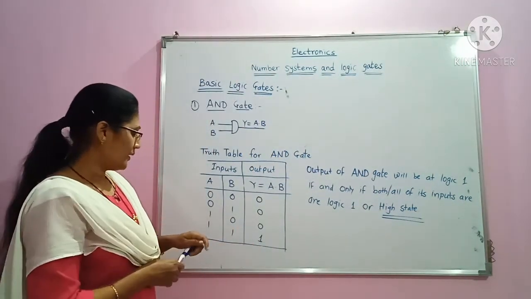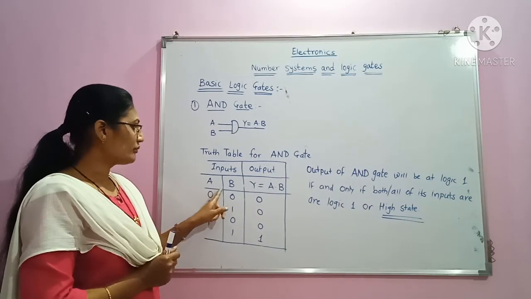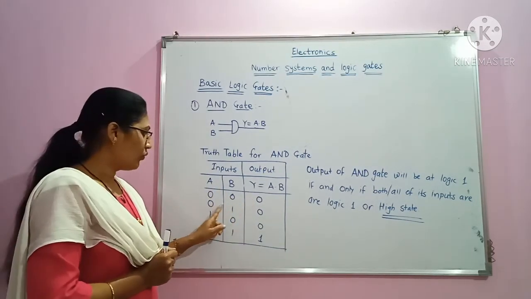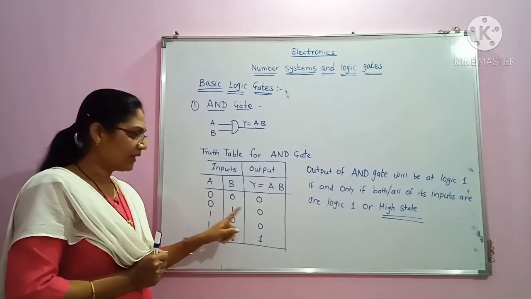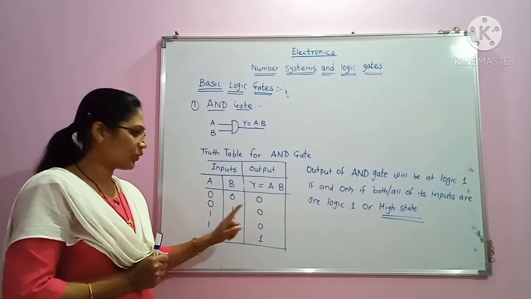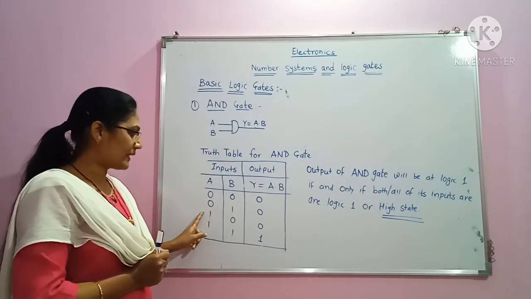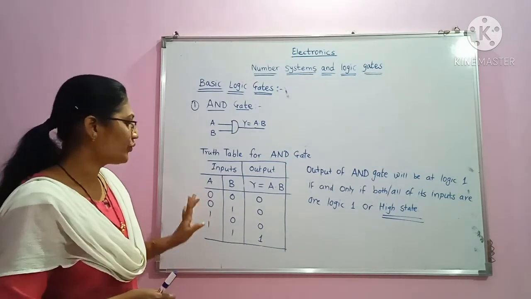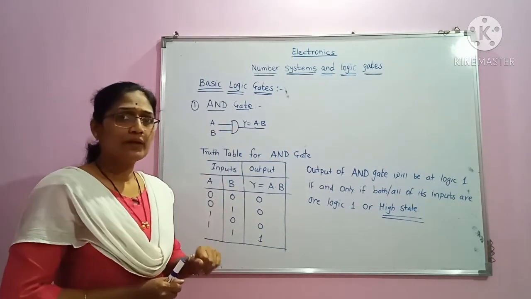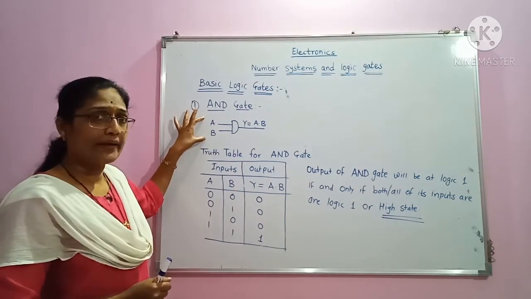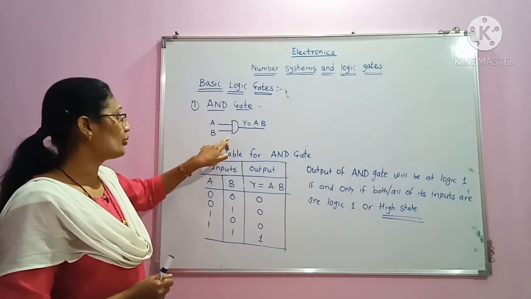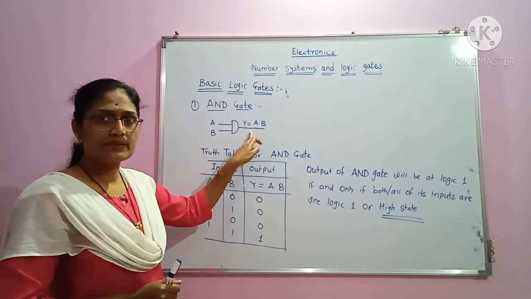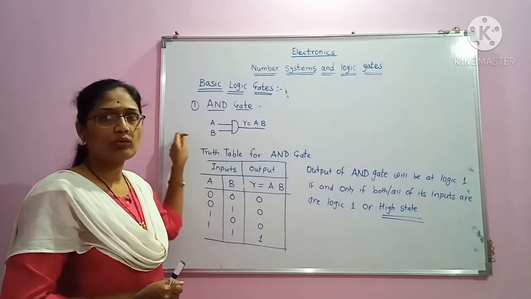And if both of the inputs are 0, then the output will be 0. If one of the inputs is at high, then also the output is 0. So what have we concluded from this AND gate? This is the symbol for the AND gate. The AND gate is shown with this symbol. A and B are the inputs and Y represents its output. The output is given by the product of A and B.